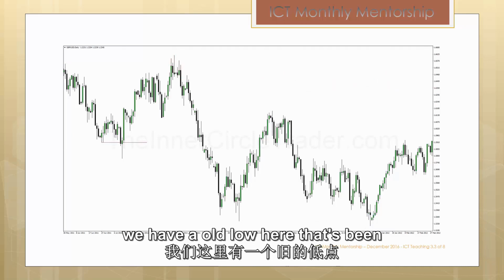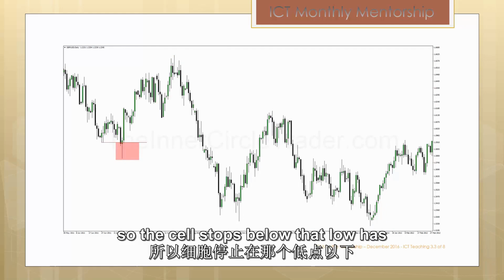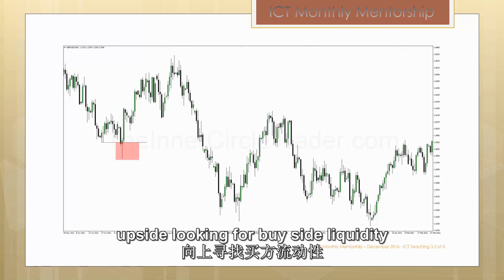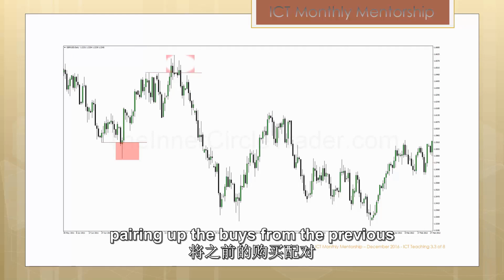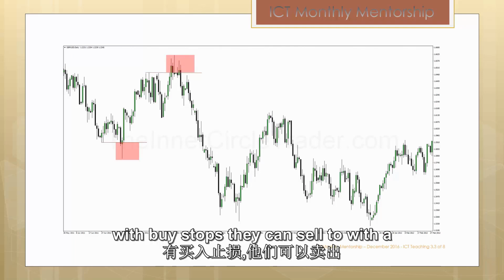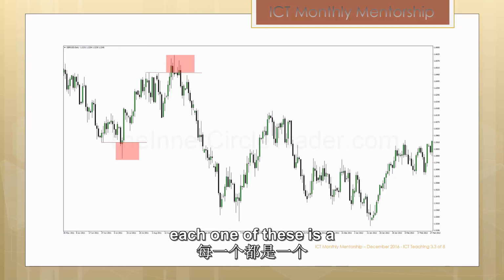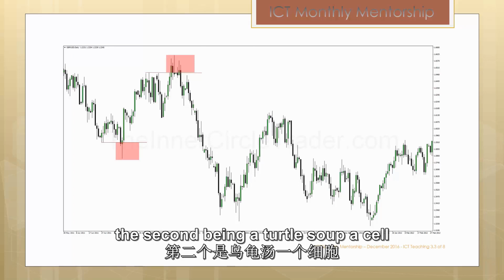We have an old low here that's been violated. So the sell stops below that low have been run out. So we would expect repricing on the upside, looking for buy side liquidity. The market trades above an old short-term high here, pairing up the buys from the previous low with buy stops they can sell to with a movement above a previous high. Each one of these is a turtle soup, the first being a turtle soup long, the second being a turtle soup sell.